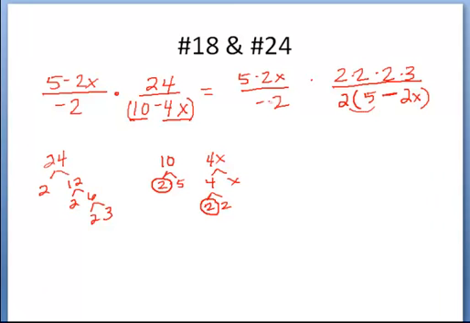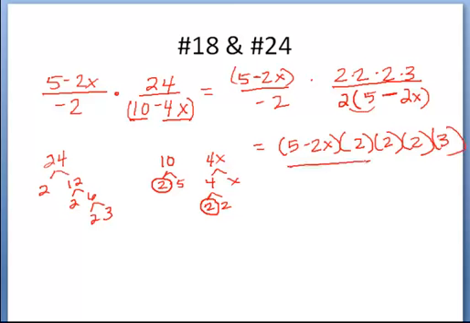So now the process of multiplication states this. I can just go ahead and multiply straight across the tops. So this is what I would have on top. I would have 5 minus 2x times 2 times 2 times 2 times 3. Okay, on the bottom, what I'd have is negative 2, times 2, this is a factor in itself now, times 5 minus 2x. And what I do want you to see is here I am going to pull out that negative 1 and then make this positive.